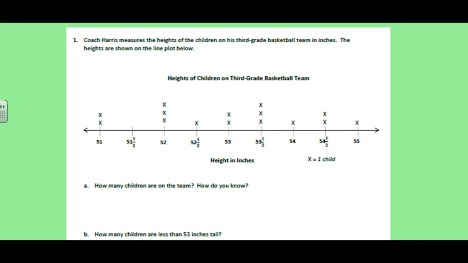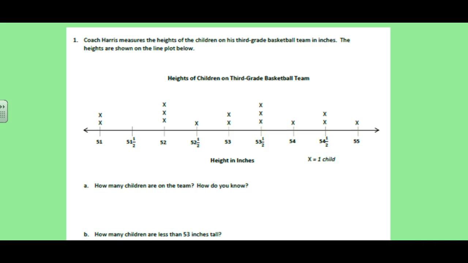Okay, so we're going to be looking at some line plots again and answering some questions just like we did in the concept development. And I hope you've seen that line plots are easy for the most part. You just really have to pay attention to the labels and what the X's represent and really pay attention to what questions are asking you.